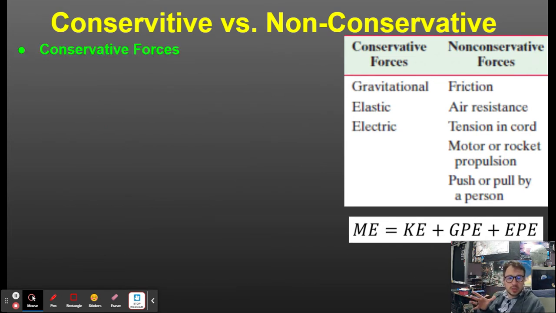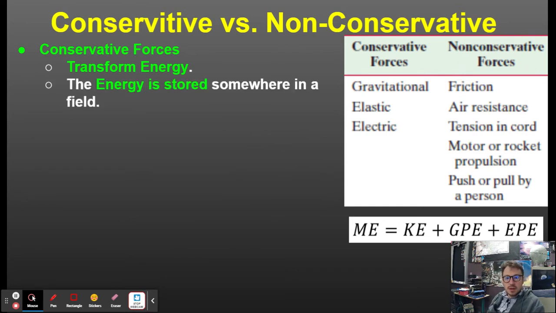Well, conservative forces transform energy, right? So energy is stored somewhere in like a field. So there's going to be some potential energy associated with this. The big one that we use is gravity. Now it's path independent. What that means is that if something's at a height, like on a table, that has a gravitational potential energy. It doesn't matter if somebody lifted it straight up or went up the stairs or went up a ramp. At the end of the day, that's how much gravitational potential energy that object has.